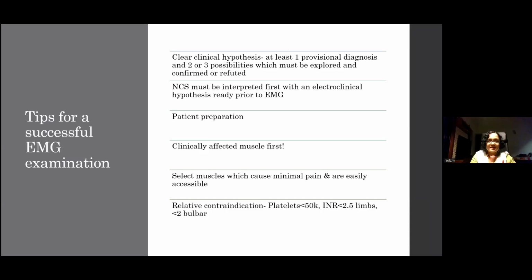So just my last slide, just how you approach the EMG examination. Make sure you have a very clear clinical hypothesis, at least one provisional diagnosis and 2 or 3 possibilities which must be explored and confirmed or refuted. Make sure nerve conduction studies are interpreted first, after seeing the patient clinically, with an electroclinical hypothesis ready before the EMG. Make sure the patient is prepared. Start with the clinically affected muscle first. Try and select muscles which cause minimal pain, and look for relative contraindications like platelets less than 50,000, INR more than 2.5 in limbs or more than 2 in bulbar muscles.